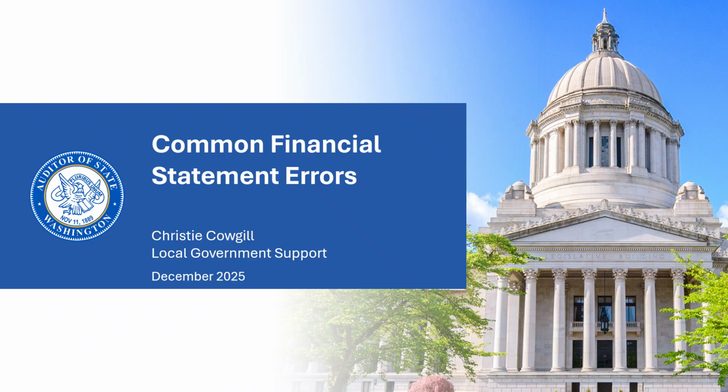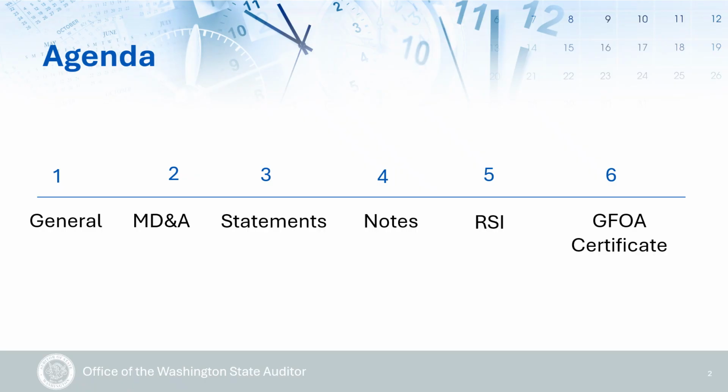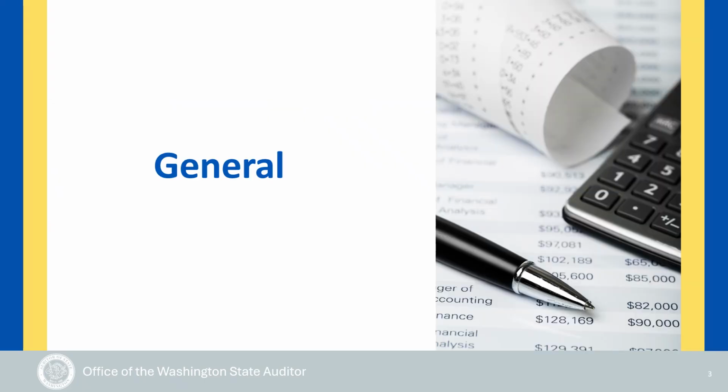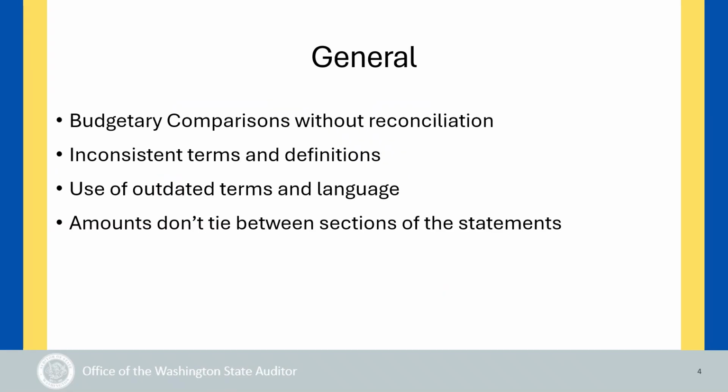Year 2024. Our training today is split into the following sections: general errors that can affect all sections of the financial statements, MD&A, statements, notes, and RSI-specific errors. Then we will have a short reminder of additional requirements for our governments that submit for the GFOA Certificate of Excellence. Let's start with general errors.